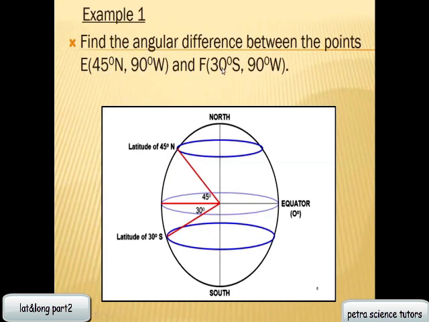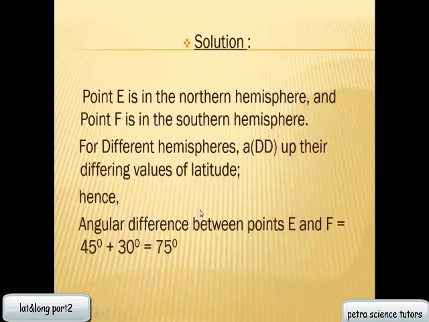We're going to add 45 and 30 degrees to get the angular difference. To move from the equator up to this point, you've traveled 45 degrees, and to move from the equator down to this point, you've traveled 30 degrees. So you just add up the different values and you get the angular difference. Point E is in the northern hemisphere and point F is in the southern hemisphere, so for different hemispheres, add up. Hence, the angular difference between points E and F is 45 degrees plus 30 degrees, which gives us 75 degrees.